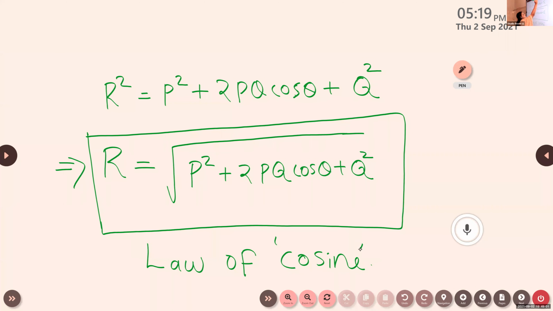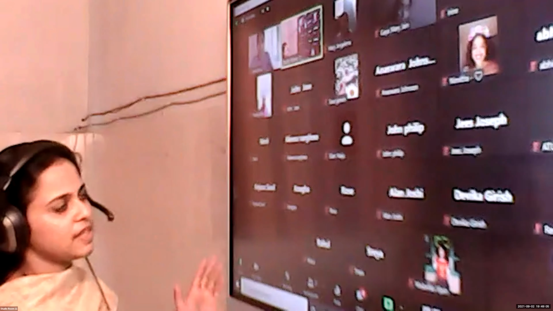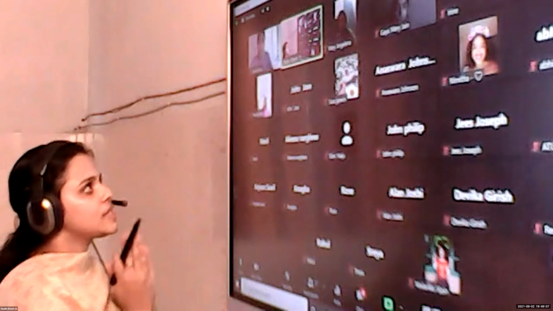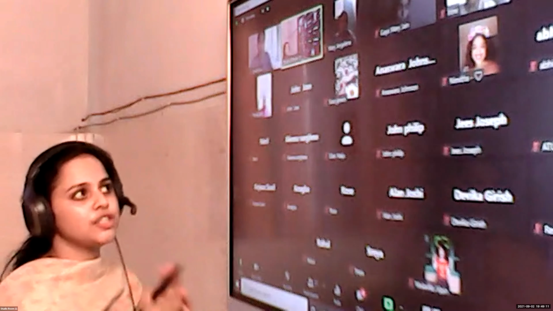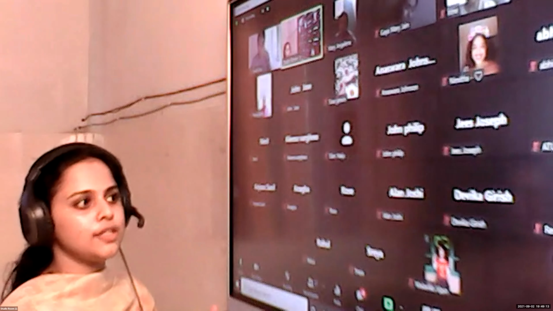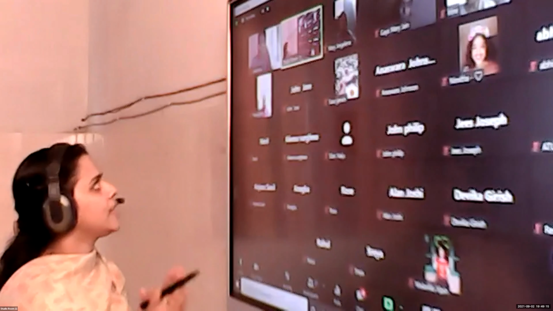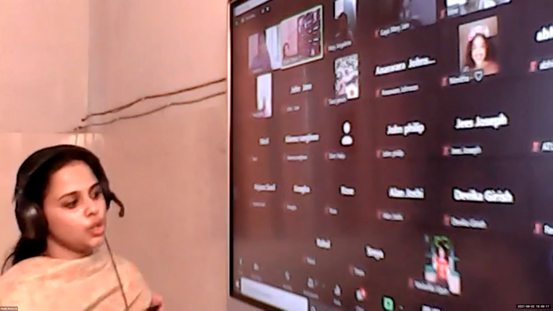Okay, that's all for today. I know this is a very large derivation. Try to study the final expression. That is, the magnitude of the resultant vector R is equal to root of P square plus Q square plus 2PQ cos theta.